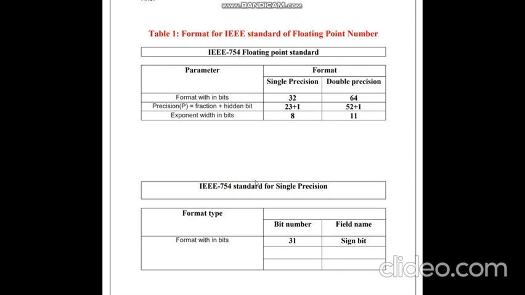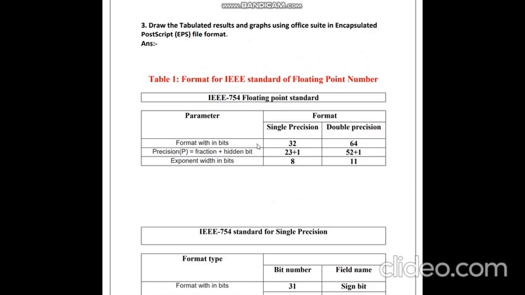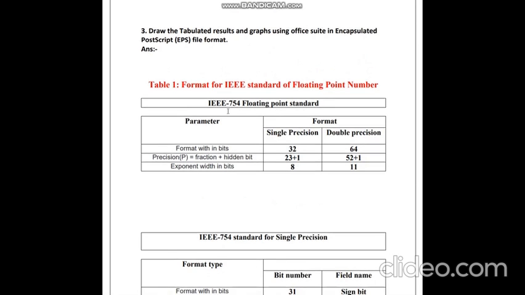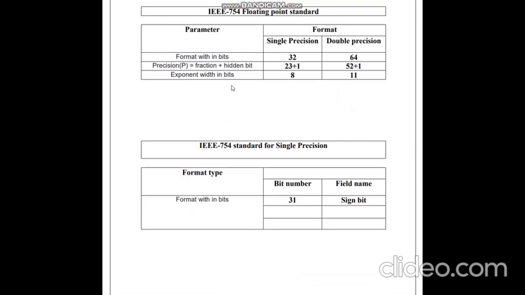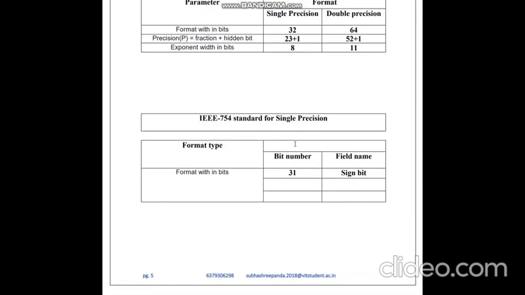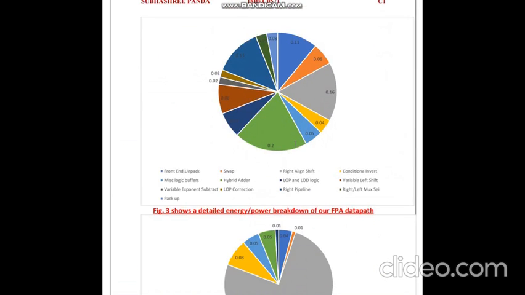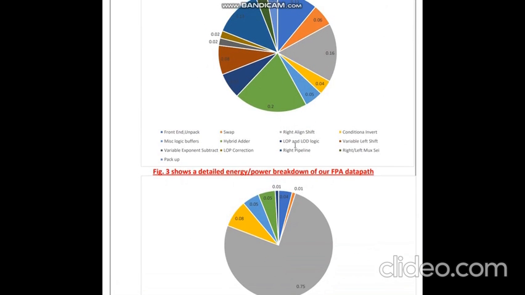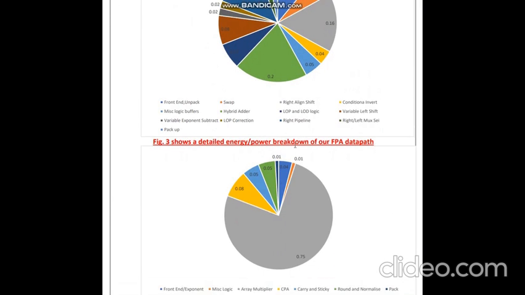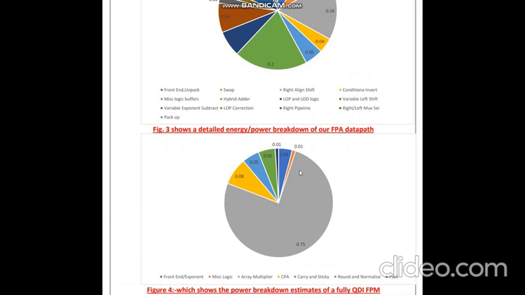The IEEE 754 standard can be used as data formats for operations like data interchange, rounding, and exceptional handling operations. So that's what I have posted these tables for. This is the format for the IEEE standard of floating point numbers. These are all the parameters given and the formats regarding single precision and double precision, and this is it. And regarding the analysis of this energy efficient floating point unit, the related pie charts have also been posted using appropriate software.